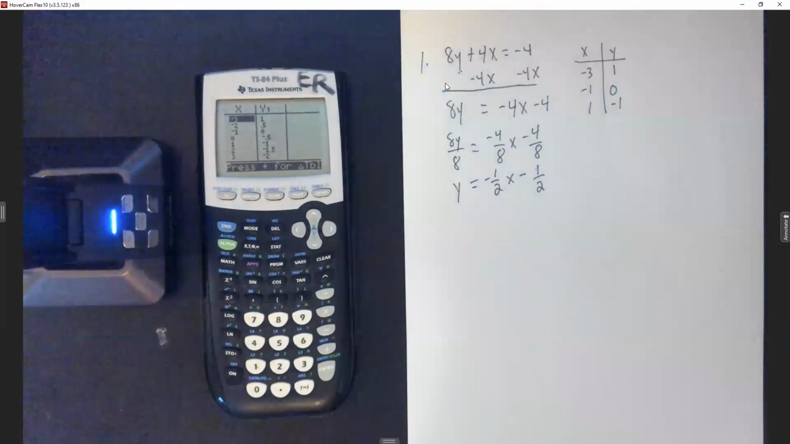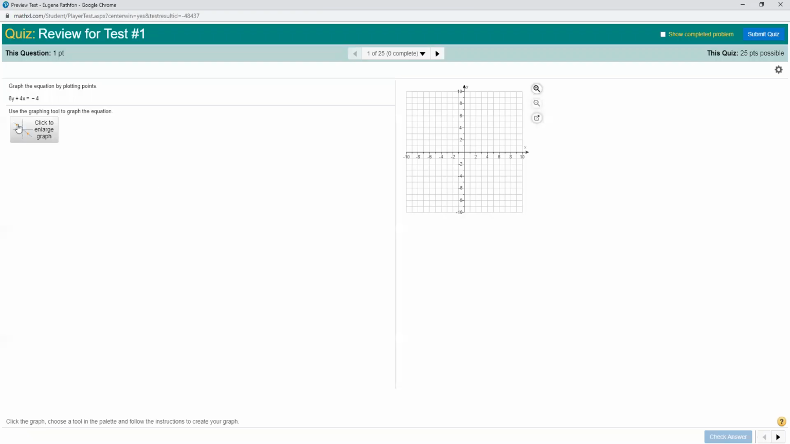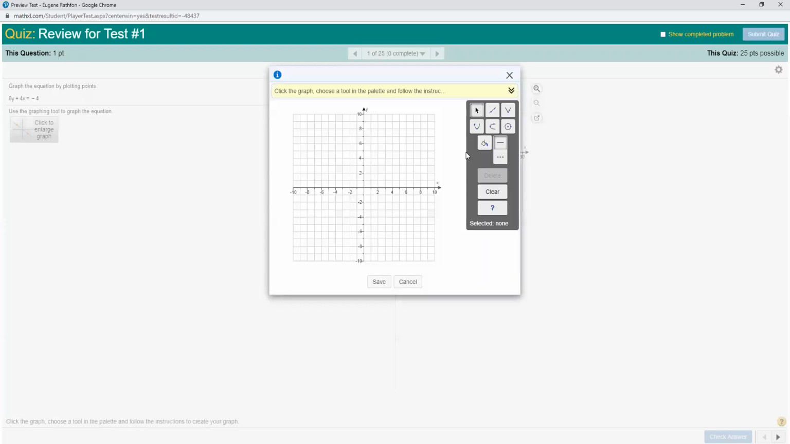What we would do, go to our MATLAB. So you click it to enlarge it. And it's going to pull up a graph. So remember, since this is just y equals -1/2 x minus 1/2, the x does not have an exponent on it, so that's going to be a straight line tool. And then, y'all, I just got to plot 2 of them points.